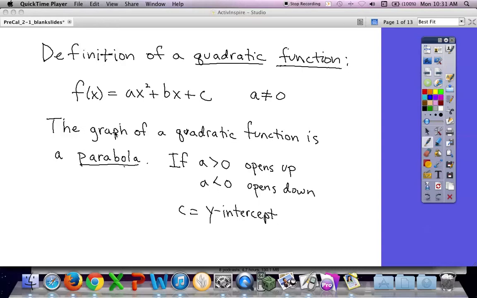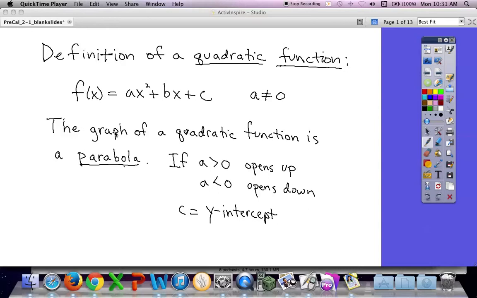So why do you think they say that a does not equal 0? Is that going to lead to a divide by 0 or something like that? So why would a not equal 0? Charlotte?